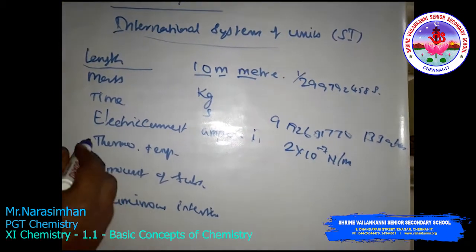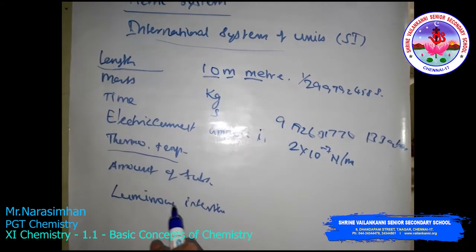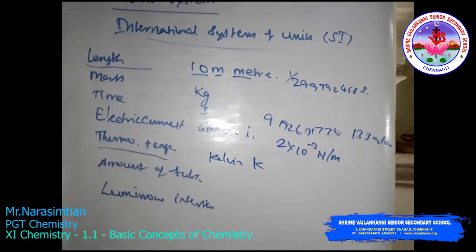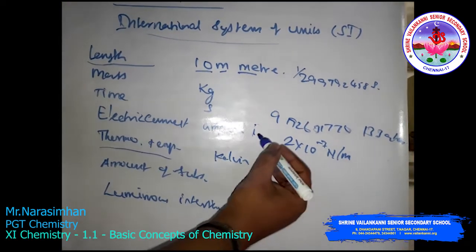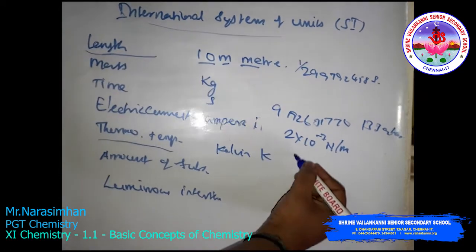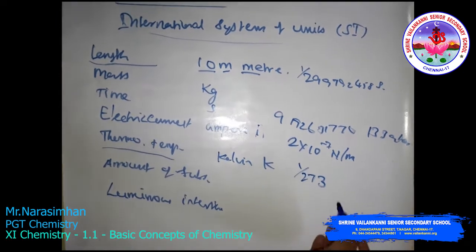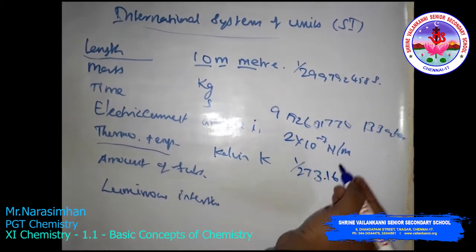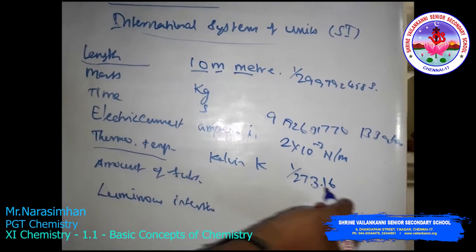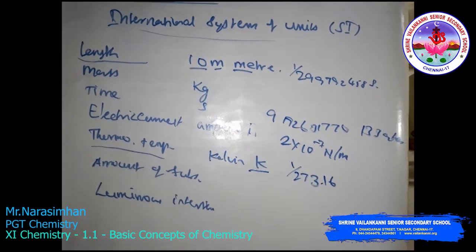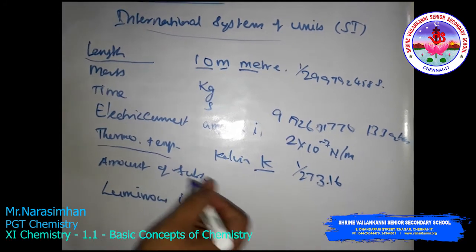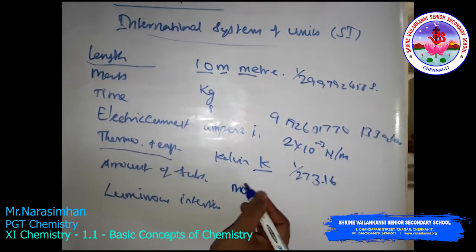Then thermodynamic temperature. The thermodynamic temperature uses the Kelvin, symbol K. The Kelvin is the fraction 1 by 273.16 of the thermodynamic temperature of the triple point of water, so the unit is K. Then the unit of amount of substance is simply denoted as mole.